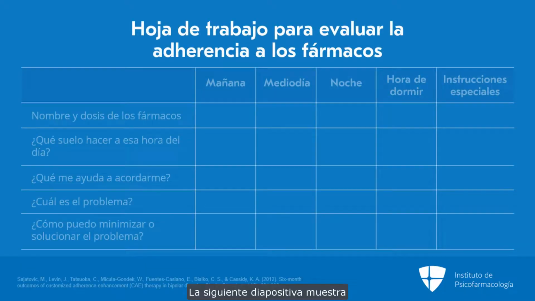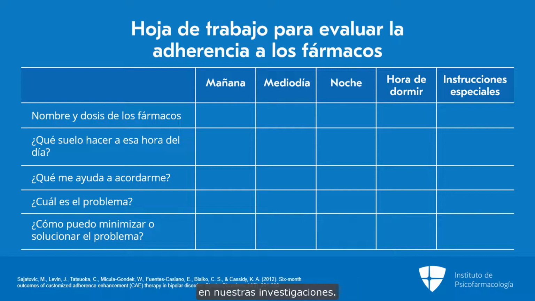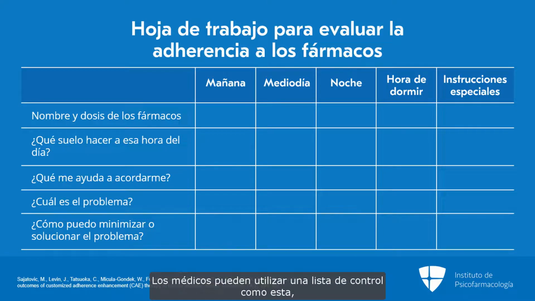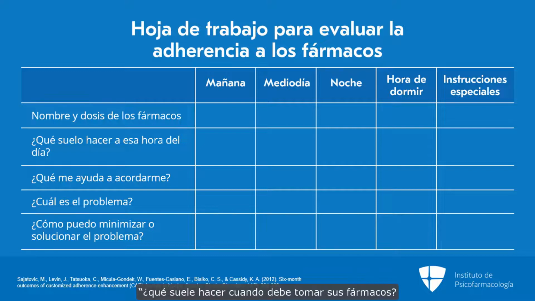The next slide shows a worksheet that we use in our research settings. So we have people identify their name and dose of medications, what they're doing at that time of day, what helps me remember, and what is a problem, and then their own problem solving on how they can minimize or solve the problem. So, looking at all the medications and one by one evaluating whether there are lifestyle or medication routine barriers. So clinicians can use a checklist like this, or they can just ask, what are you usually doing when you need to take your medication? And is there a way to link it into a routine that you have in your life?